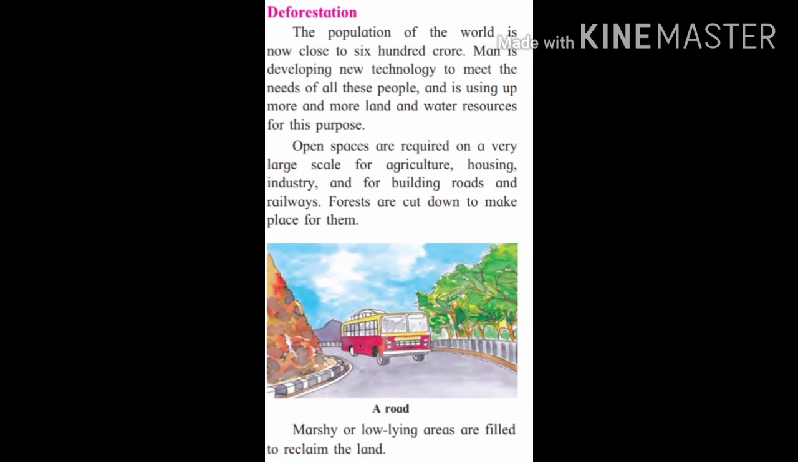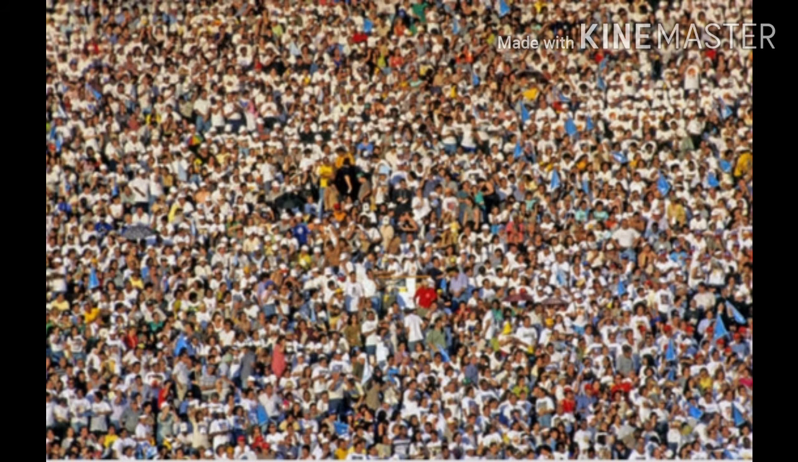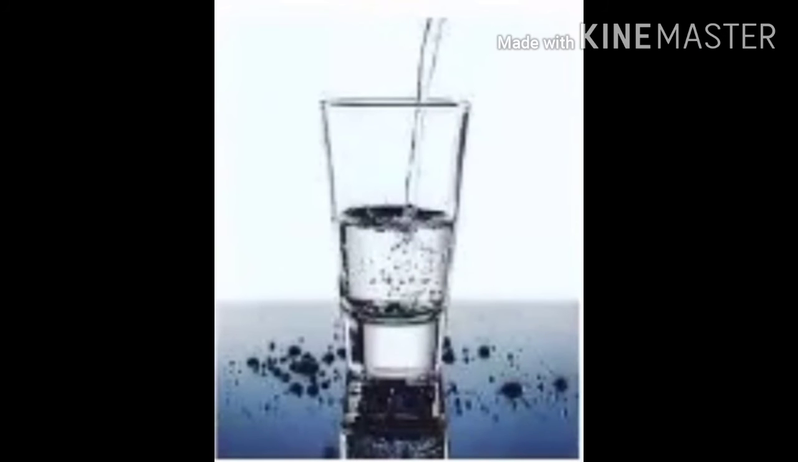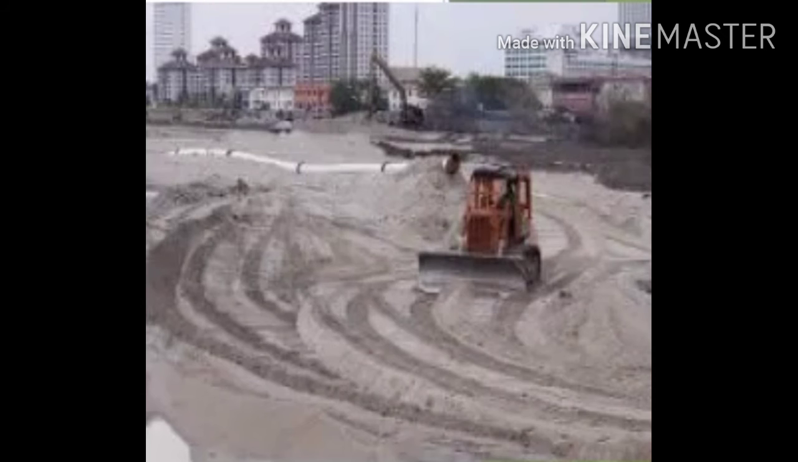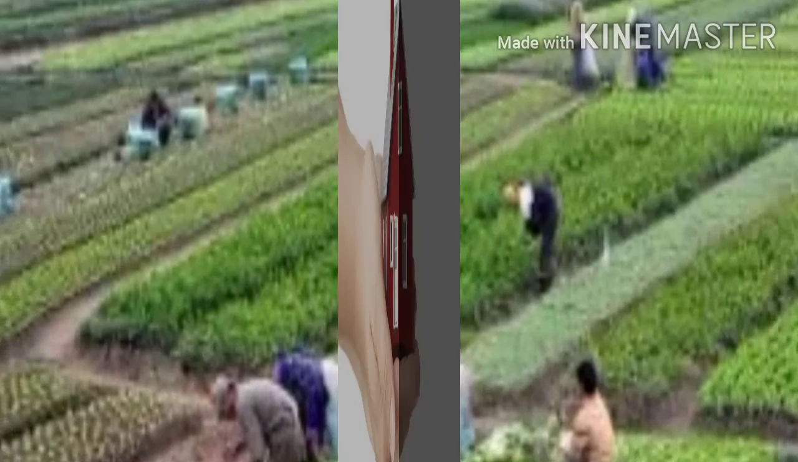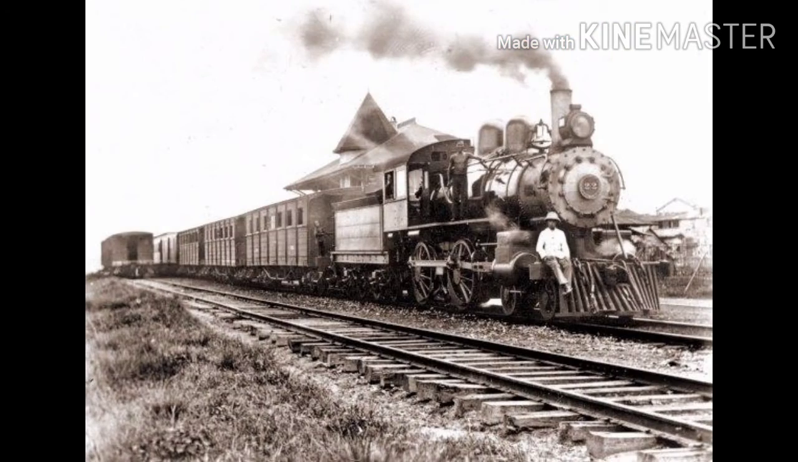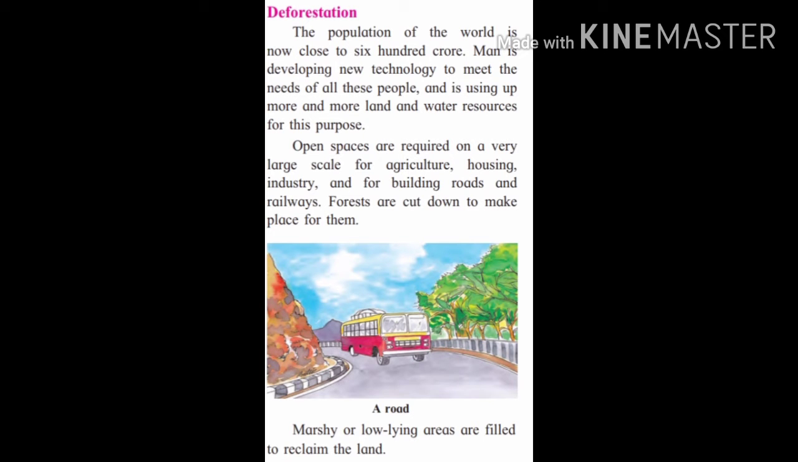The population of the world is now close to 600 crore. Man is developing new technology to meet the needs of all these people and is using up more and more land and water resources for this purpose. Open spaces are required on a very large scale for agriculture, housing, industry, and for building roads and railways. Forests are cut down to make places for them. Marshy or low-lying areas are filled to reclaim the land.